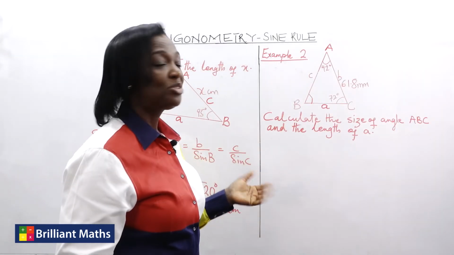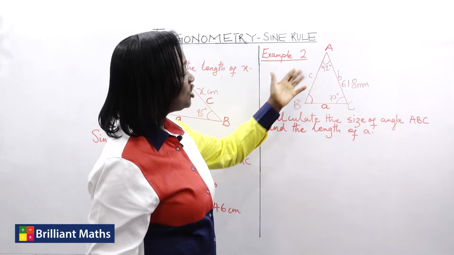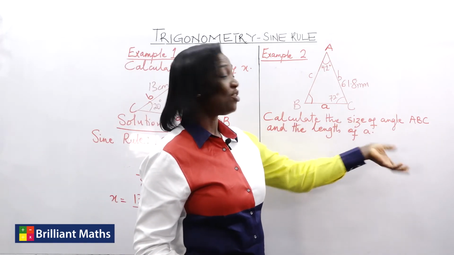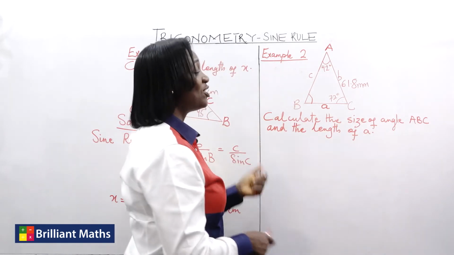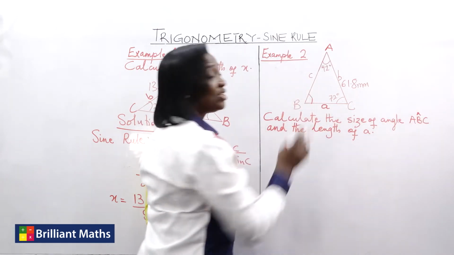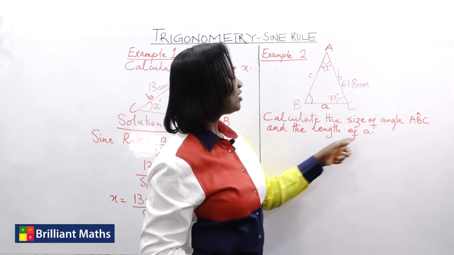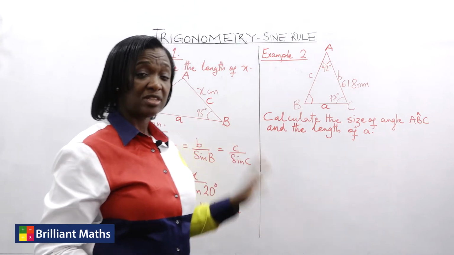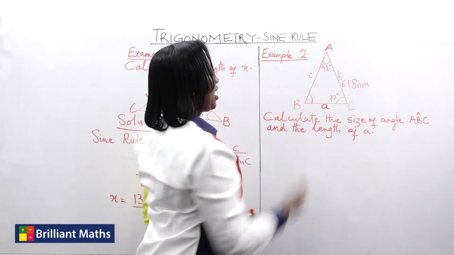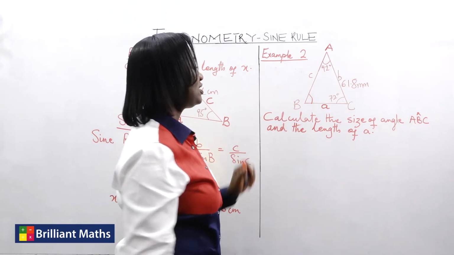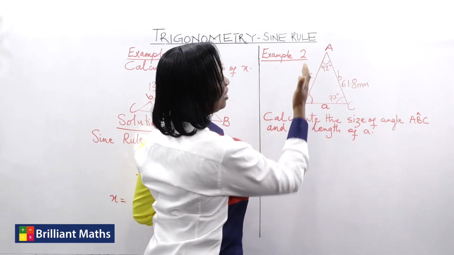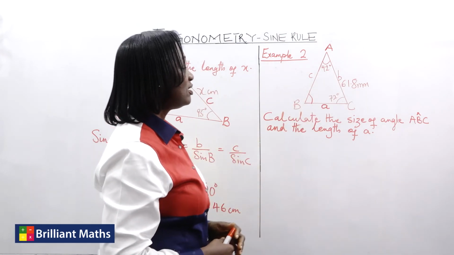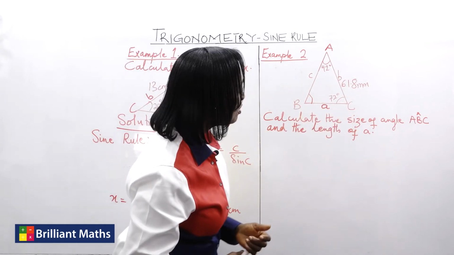All right, let's look at example 2. Example 2, we have a triangle, triangle ABC. And the question is to calculate the size of angle ABC, that's the angle at B. That angle is not known. And the length of a. As we can see, the triangle has been properly labeled so we can apply the sine rule. Angle A and line a opposite. Angle C, and opposite angle C we have the side c. And opposite angle B, we have the side b, which is 61.8 millimeters.